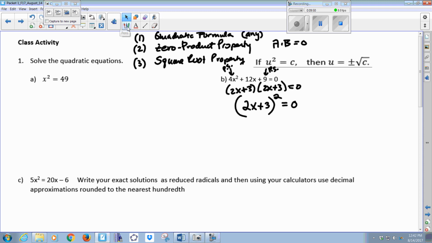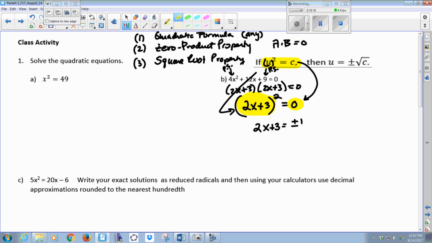So lo and behold, after one step, you can use your square root property, because in this case, you have a perfect square on the left side and a constant. In this case, the constant is 0. So here's your constant, and u happens to be 2x plus 3. So I square root both sides, and I get 2x plus 3 equals plus or minus the square root of 0. Now, in this case, 0 only has one unique square root because 0 doesn't have an opposite that's different than itself. So in this case, you get 2x plus 3 equals 0.